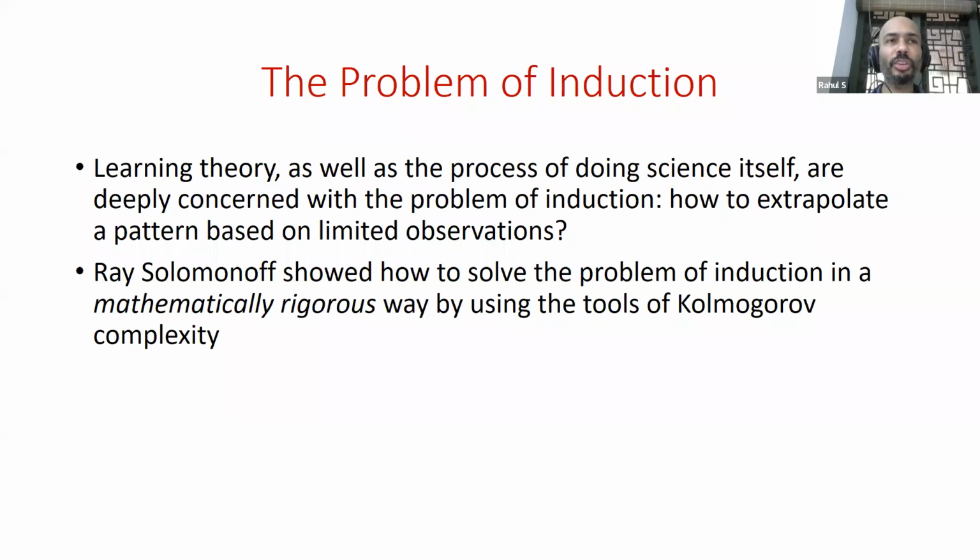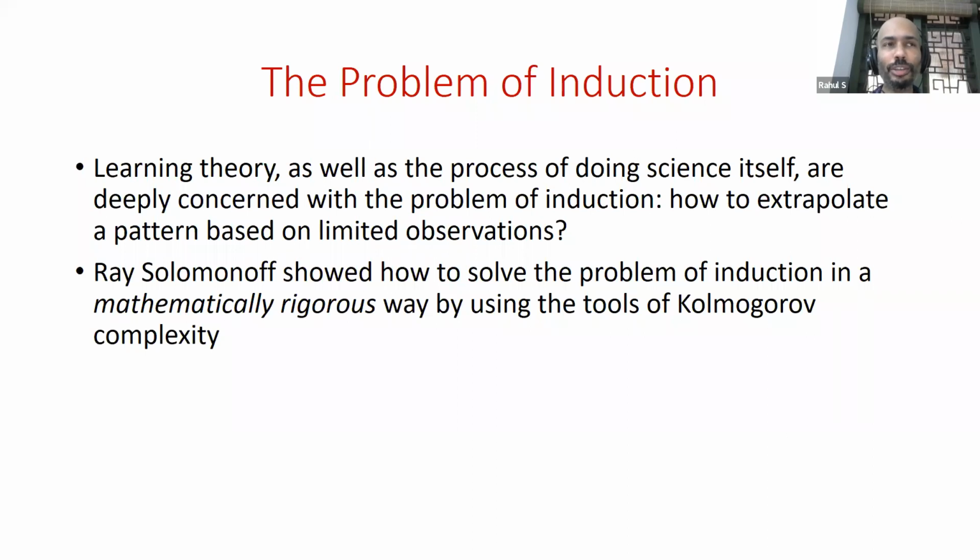You have some observations that you make, and you want to use that to derive some kind of more general law. You want to generalize from it, and you want to be able to predict what happens in the future. Is there a mathematically rigorous way to model this? Ray Solomonoff showed how to use the tools of Kolmogorov complexity to solve this problem of induction in a mathematically rigorous way. So compression is closely tied to this foundational question in learning theory as well.